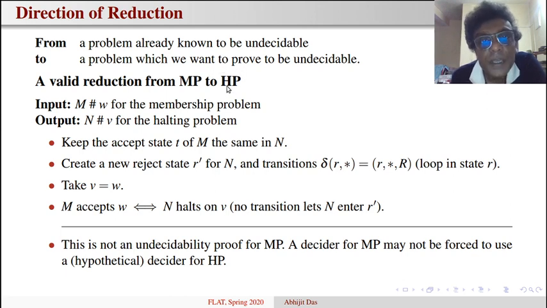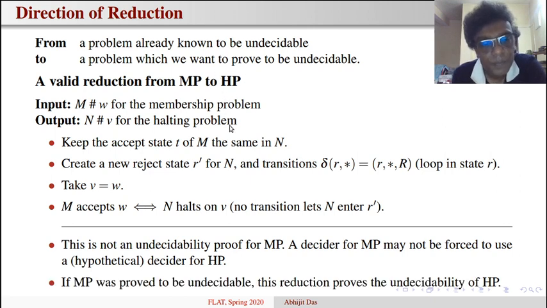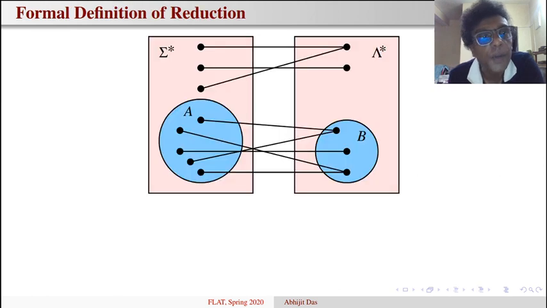On the contrary, if we have earlier proved this membership problem to be undecidable, this reduction can be used to prove the undecidability of the halting problem. So this is our first example of reduction. Let us come to a formal definition: what we mean by reduction.